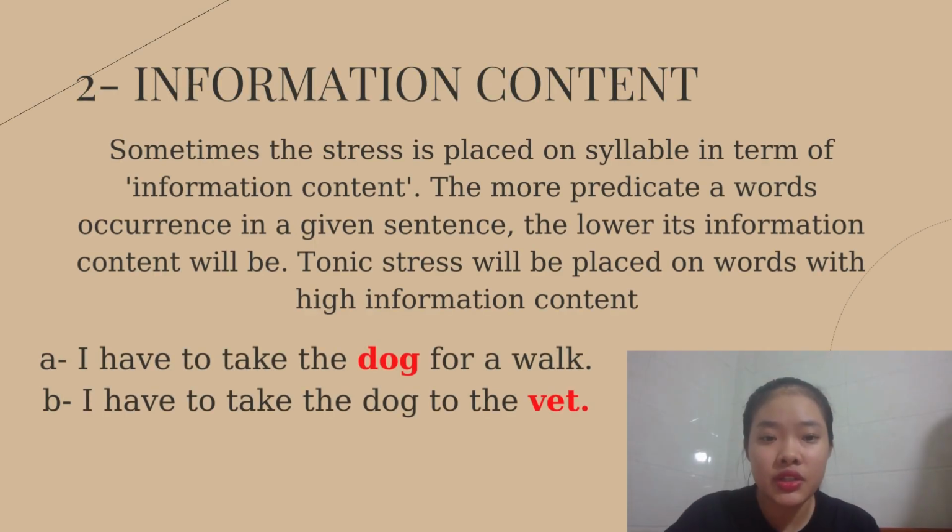2. Information content. Sometimes the stress is placed on a syllable in terms of information content. The more predictable a word's occurrence in a given sentence, the lower its information content will be. Tonic stress will be placed on the word with high information content. For example, A. I have to take the dog for a walk. B. I have to take the dog to the vet.